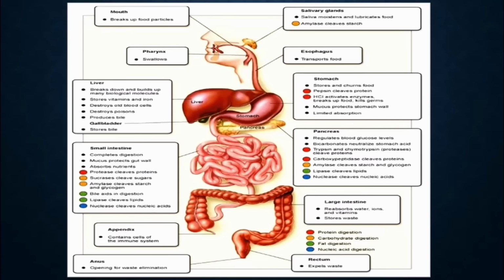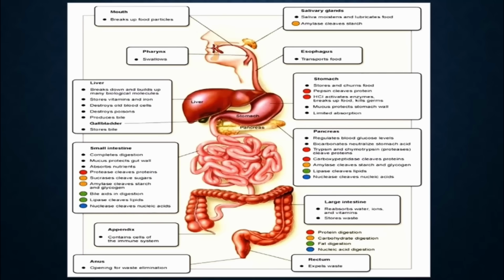Inside the inner layer of the small intestine, mucus protects the gut wall, and the absorption of complete nutrients into the blood takes place through villi. Proteases cleave proteins here, sucrases cleave sugars, amylases cleave starch and glycogen, and also bile aids in the digestion, and lipase cleaves lipids. So here almost the whole digestion process has been completed and the nutrients are absorbed into the blood through the finger-like projections called villi.